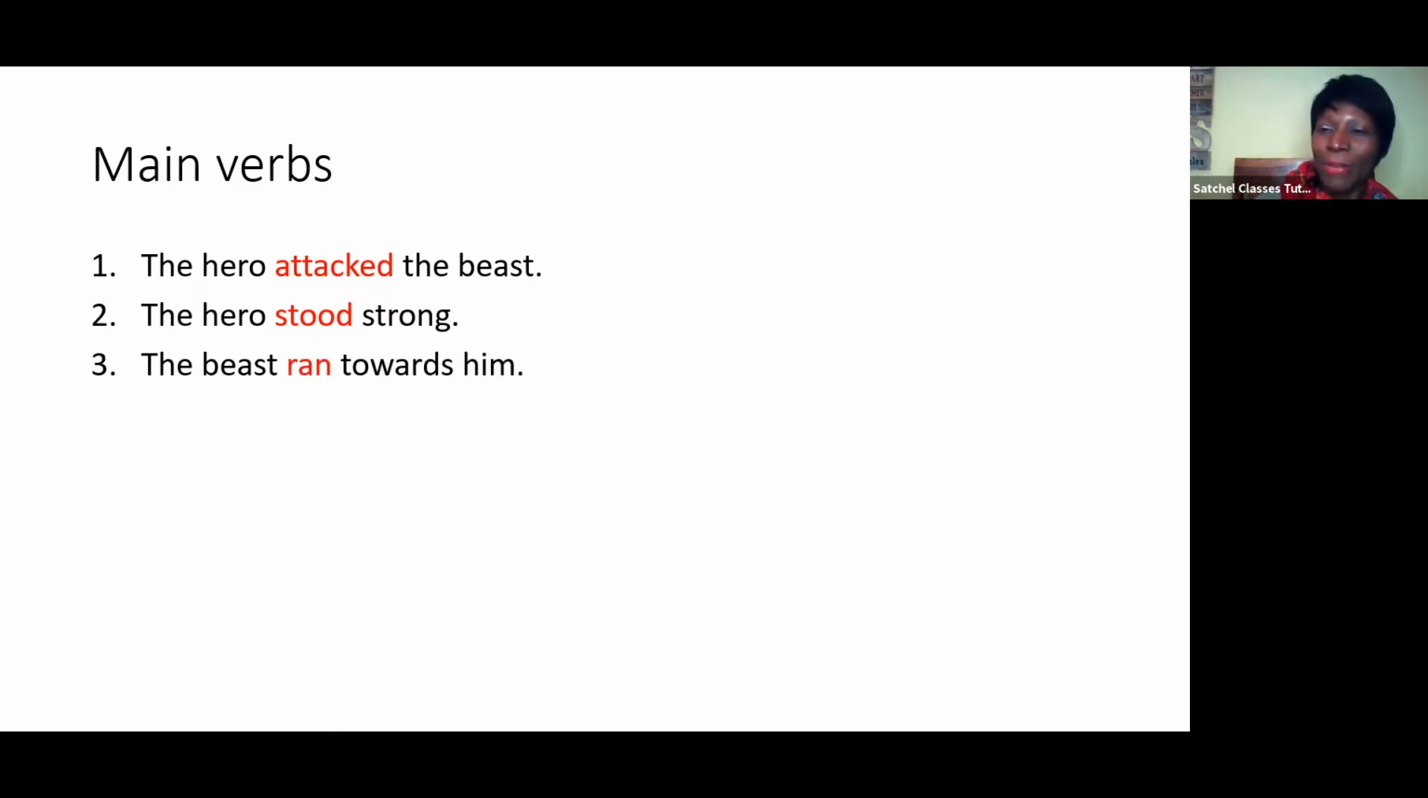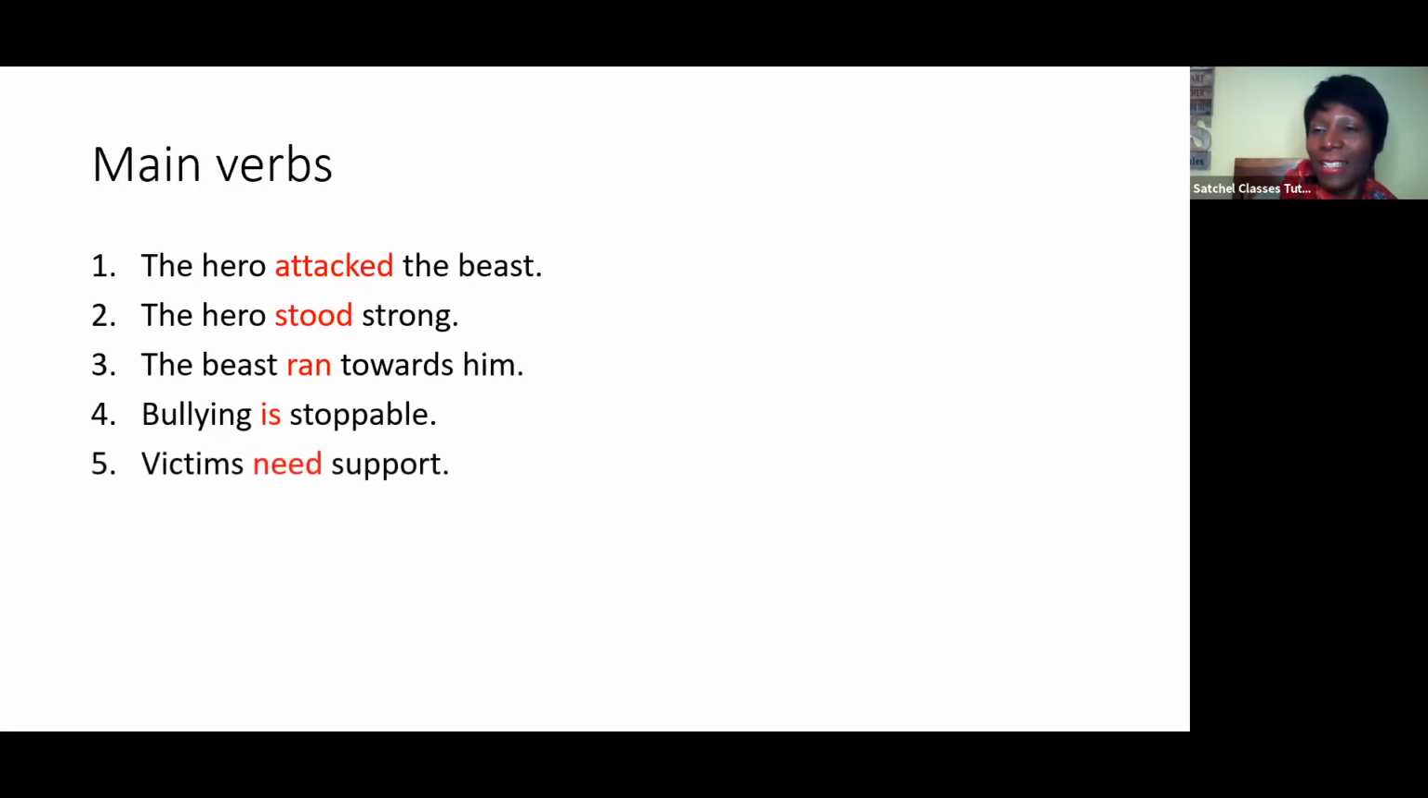They're main verbs. What about these ones about this speech about fighting bullying in schools? Bullying is stoppable, is the main verb here. Victims need support. Need is the main verb. And then bullies feel pain too. Feel, stative, is the main verb. You can see those first three are in past tense and these three are in present tense.